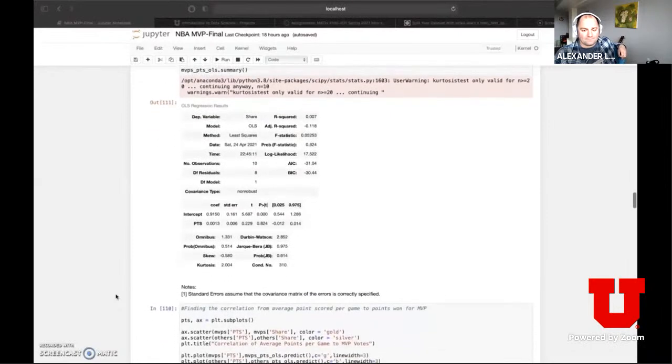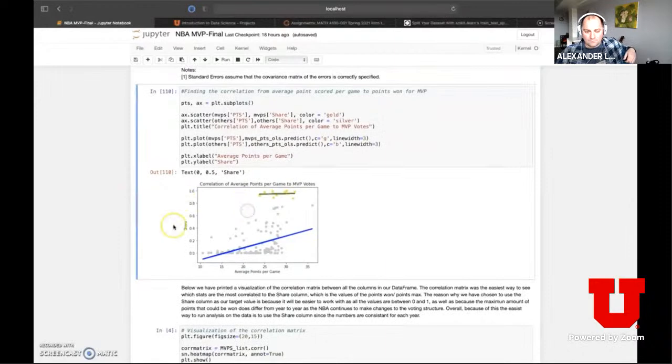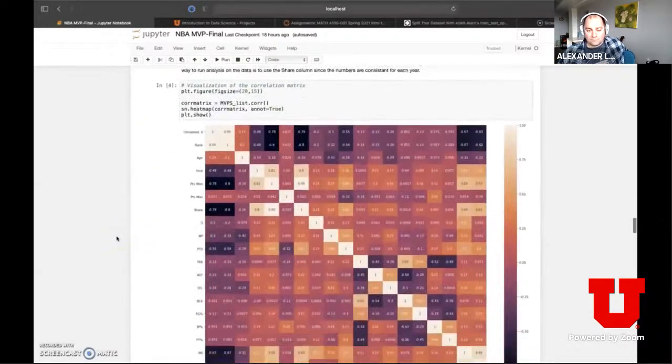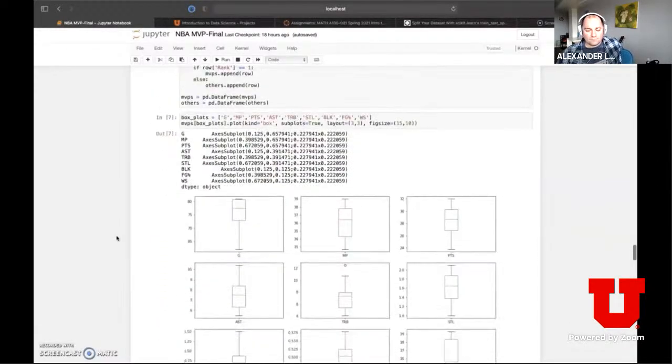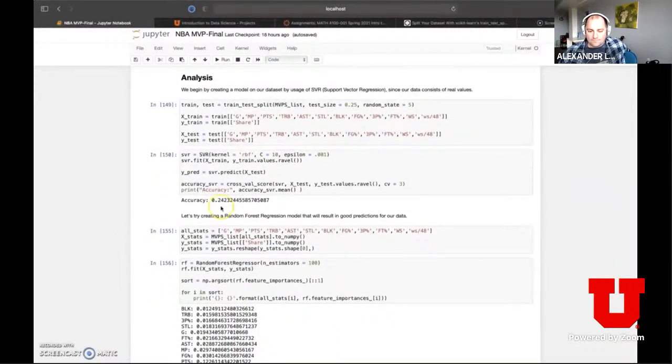Unfortunately, when running a linear regression model on this, the R-squared number was extremely small, and visibly from our graph we can see there was little to no correlation there. We then decided to visualize our correlation matrix so we can see all the stats correlation to the share value. After that, we used SVR in order to run test accuracy of different train and test models. First, we used all the stats, and the model gave us an accuracy of about 24%.